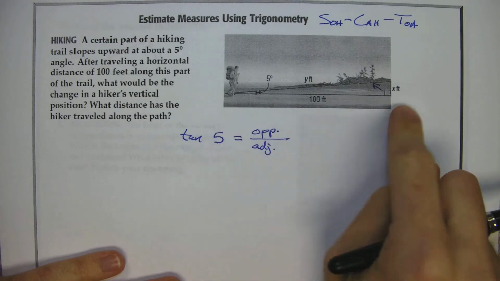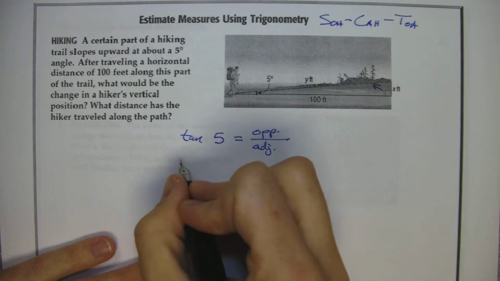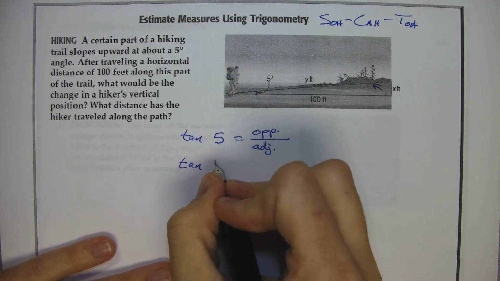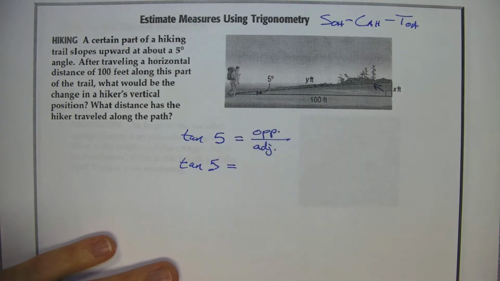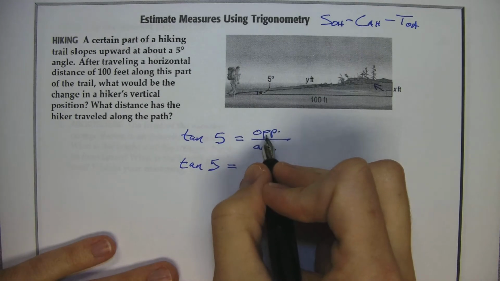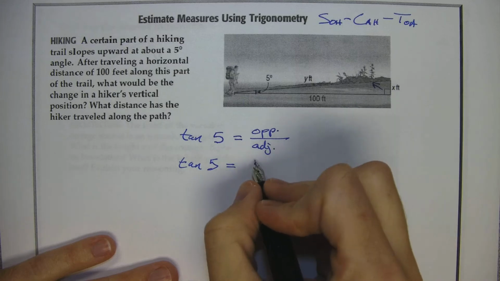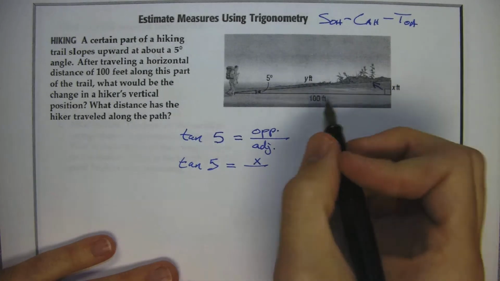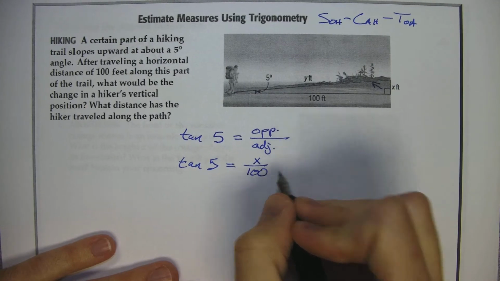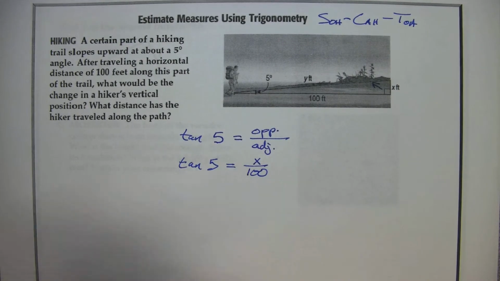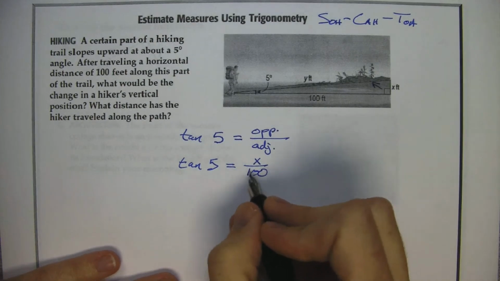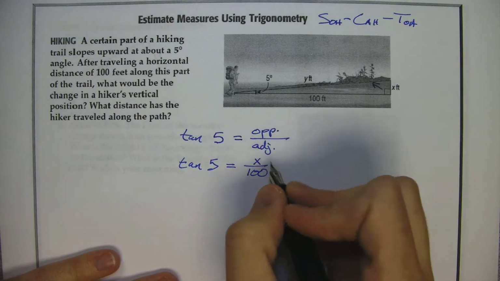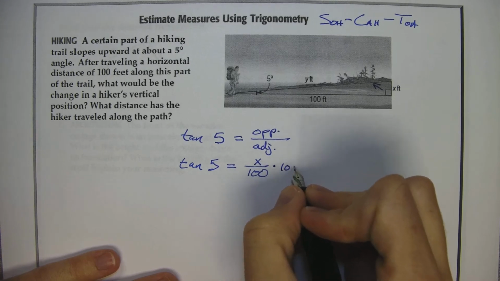Let's fill in what we know and use it. The tangent of 5 degrees is equal to our opposite side, which we don't know, so we'll call it x, over the adjacent side, which we do know is 100. So all we have to do now is a little algebra to get x all by itself. I've got to get rid of this 100. Notice it's dividing right now, so I'm going to multiply both sides by 100.